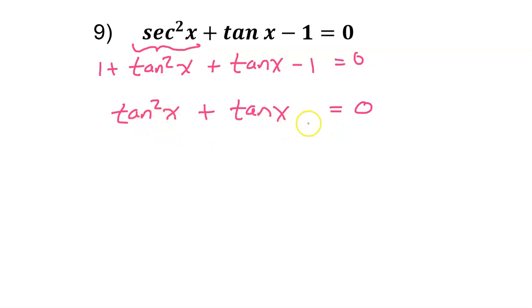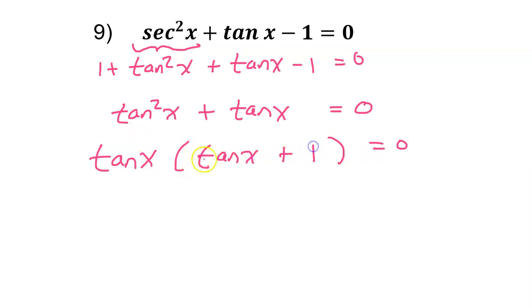I no longer have a trinomial, so I'm going to get out of the mindset of thinking binomial times binomial. If I only have two terms, I'm going to look and see if there is a common factor, a GCF. And right away, I see that both of these have a tangent. So let's factor tangent out. So let's pull tangent x outside of the parentheses. That will leave me with tangent x plus 1 inside the parentheses.